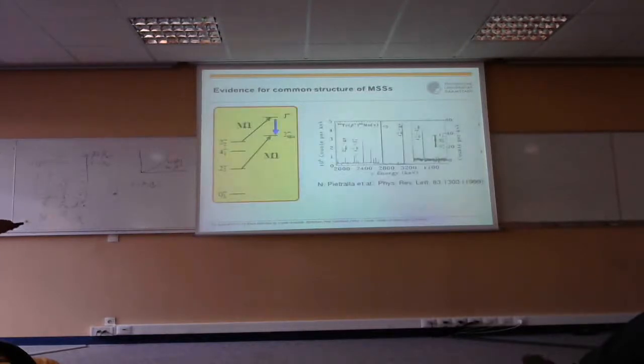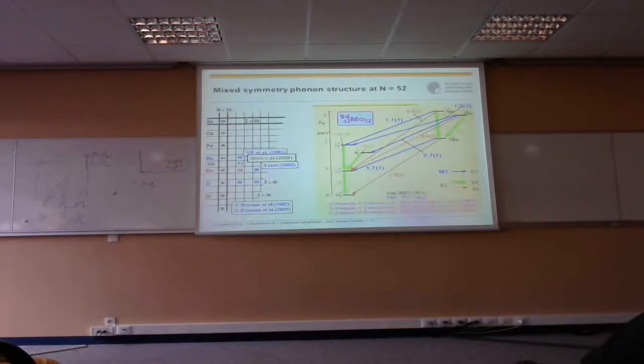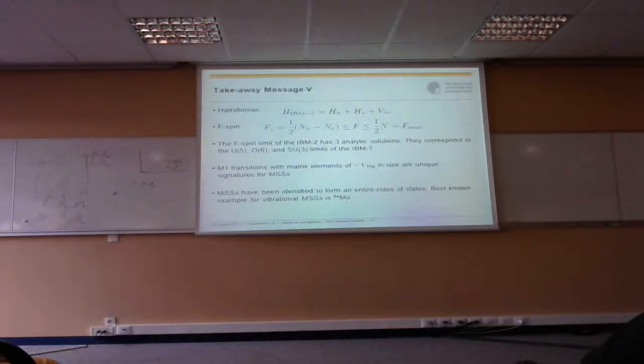Okay. So I have discussed this already. Now we have identified the 1 plus and 3 plus states up there as 2 phonon mixed symmetry states from the M1 transition to the symmetric 2 phonon states. And you want to know if they are really connected, if they really form an entire class of states with the same F-spin quantum number. And that was this observation of this transition between the mixed symmetry states of 2 phonon and 1 phonon character. Okay, well, we have discussed this already.